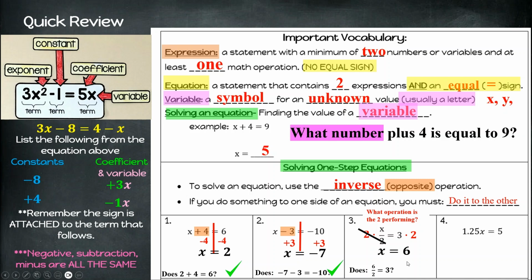That lines up. Finally, we have 1.25x. Now remember, this is a coefficient, and coefficients are being multiplied to the variable. So if I have 1.25x is equal to 5, the operation in order to remove the 1.25 would be division. So I'm going to divide both sides of my equation by 1.25, and 5 divided by 1.25 is equal to 4. So does 1.25 times 4 equal 5? Yes.